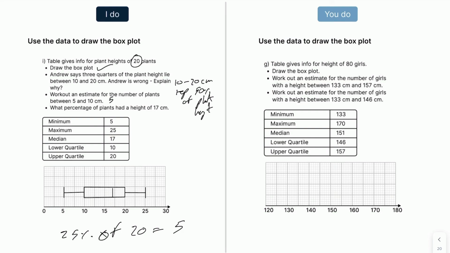And it says what percentage of plants had a height of 17 centimeters? So 17 centimeters is the median. The median represents 50%. So that is going to be 50% right there.